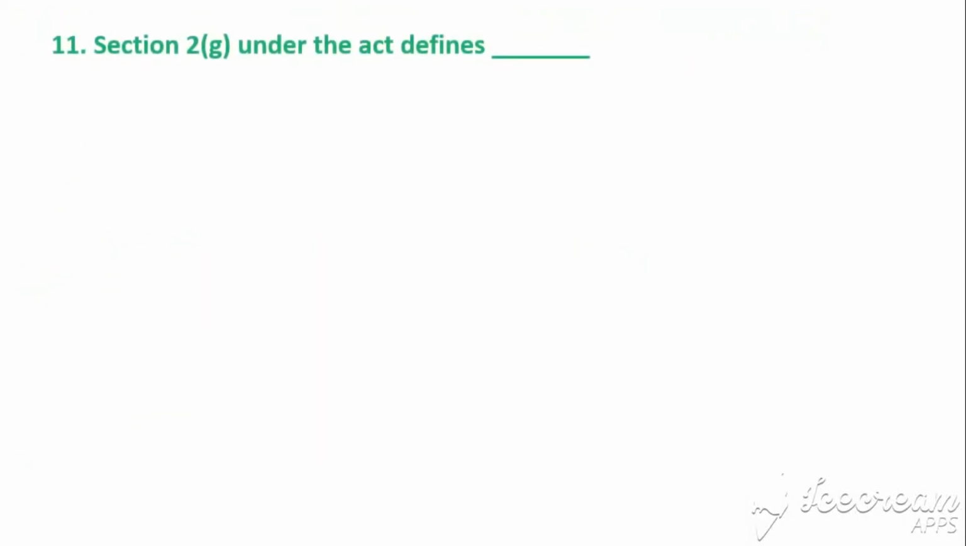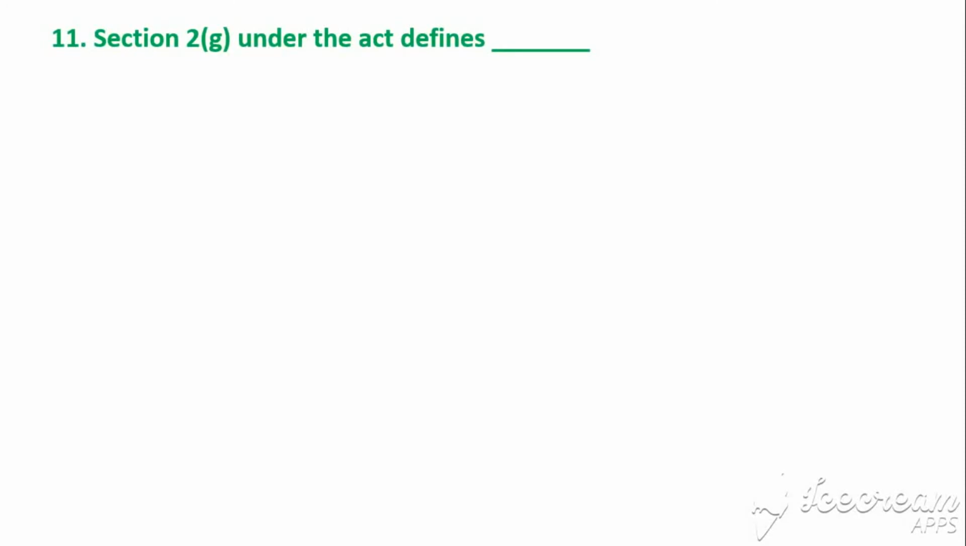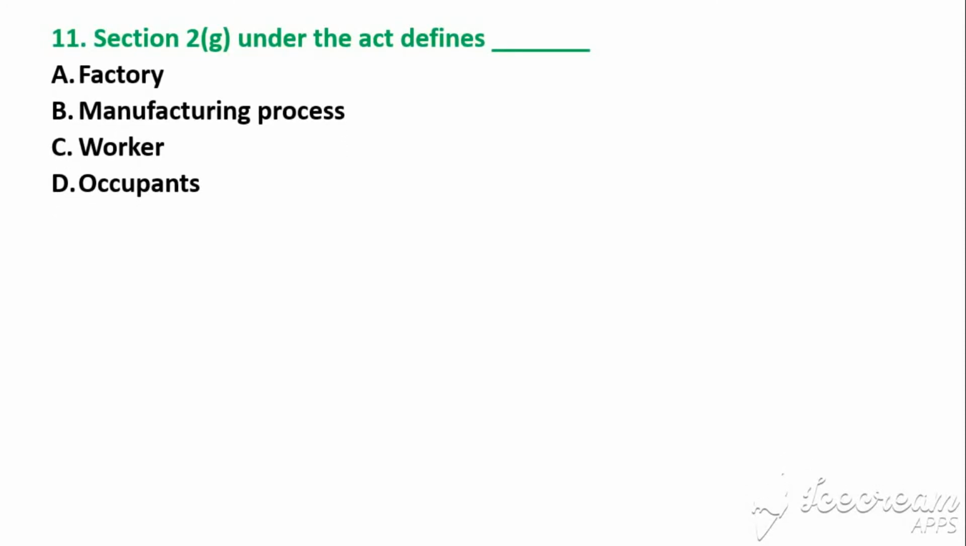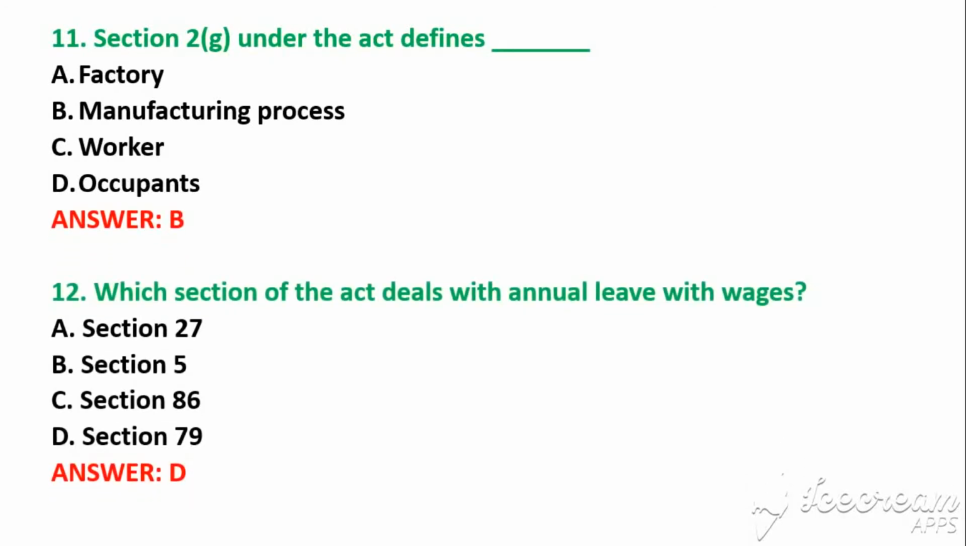Next one. Section 2(g) under the Act defines what? Factory, manufacturing process, workers and occupier. Can you guess this? Yes, you are right. Manufacturing process. So section 2(g) under this Act defines manufacturing process. B is right.